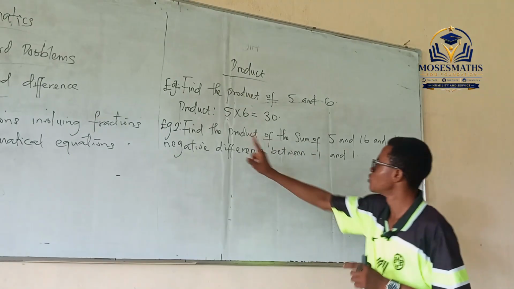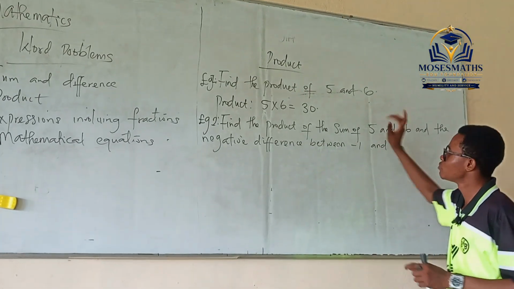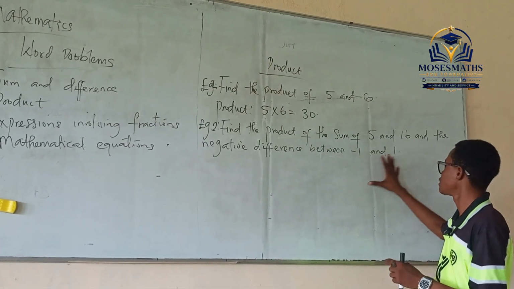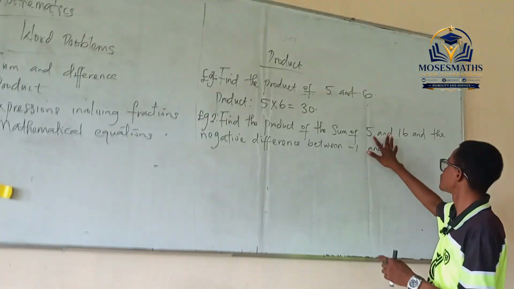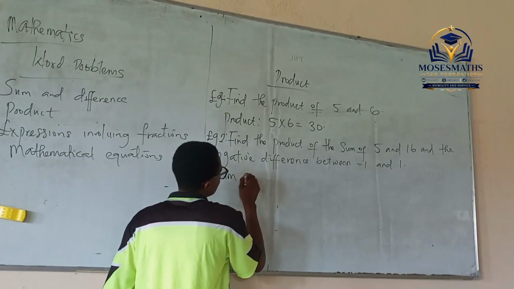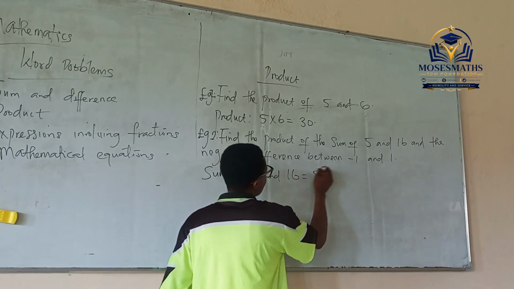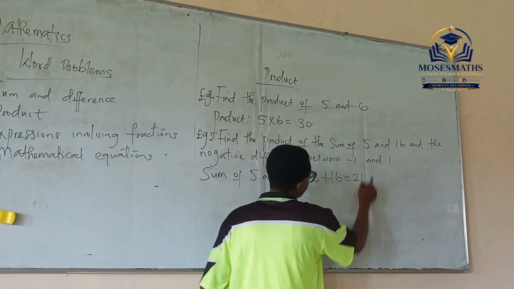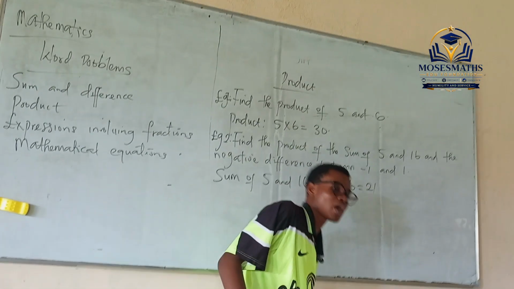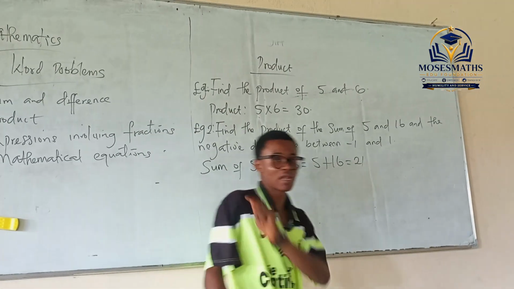Now look at this. Product, sum of 5 and 16, negative difference between -1 and 1. So let me start with 5 and 16. I have to get the sum first. The sum of 5 and 16 is equal to what? 5 plus 16 is 21. Now, the negative difference between -1 and 1, which one is bigger? A positive number is always bigger than a negative number, like I said before.